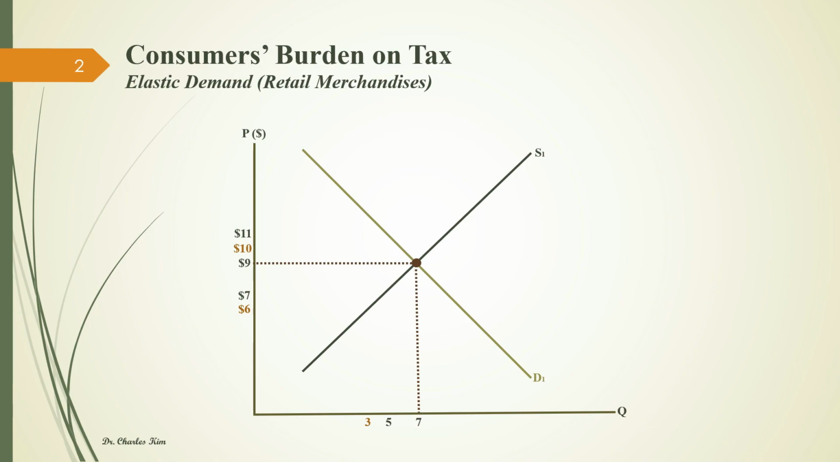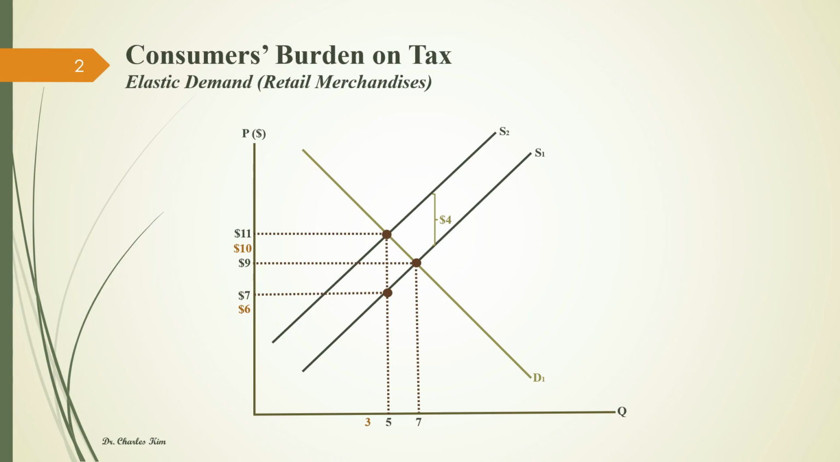Let's suppose the government imposes a $4 tax on goods. If so, the supply curve S1 shifts to the left and forms a new supply curve S2. On the new supply curve S2, a new equilibrium price and quantity of $11 and 5 units are created. A new $11 is what consumers need to pay, and $7 is what producers have to take.